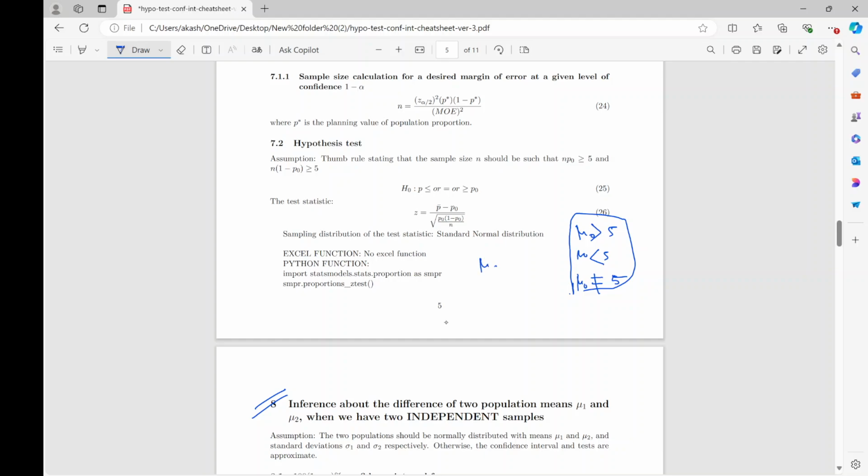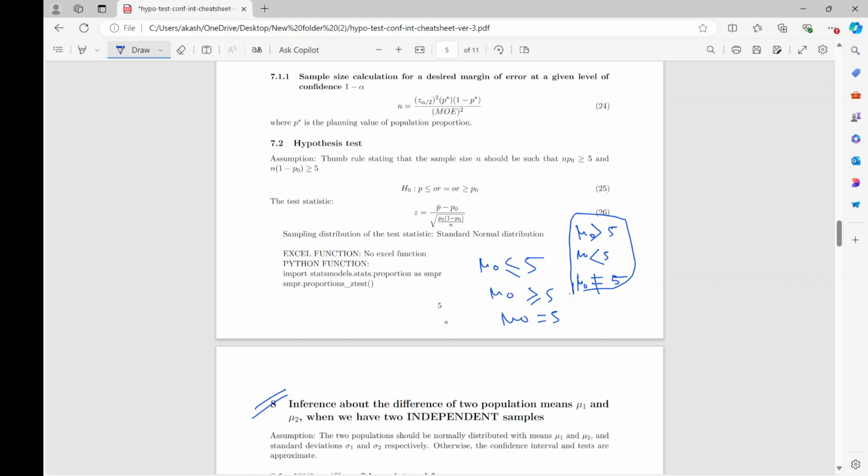So for the first one, it will be mu 0 less than or equal to 5. For the second one, it will be mu 0 greater than or equal to 5. And for the third one, it will be mu 0 equals 5. So after setting up the right tail, left tail, and two-tailed tests, we can calculate the z statistic.